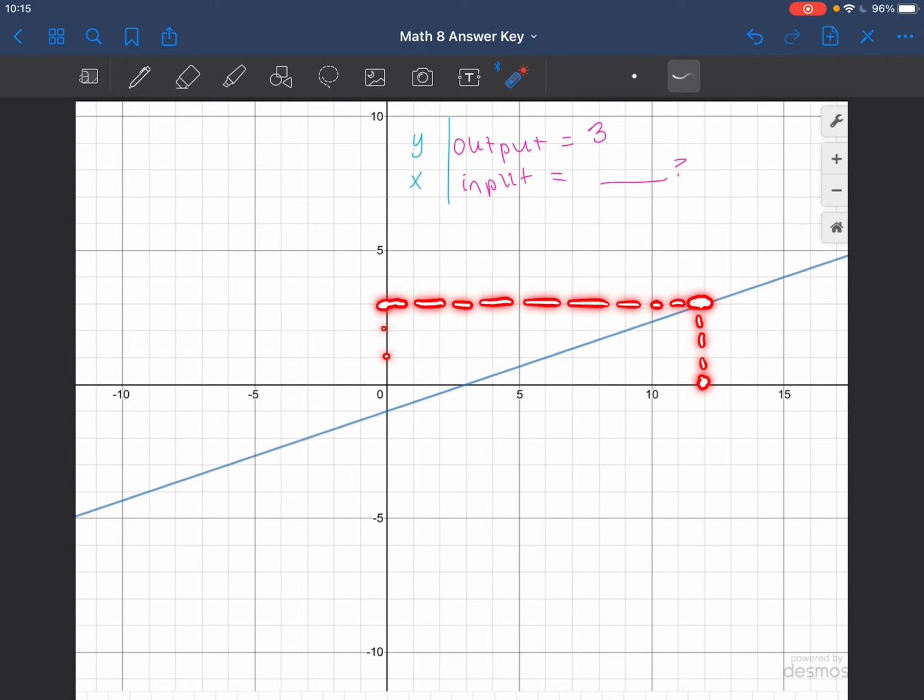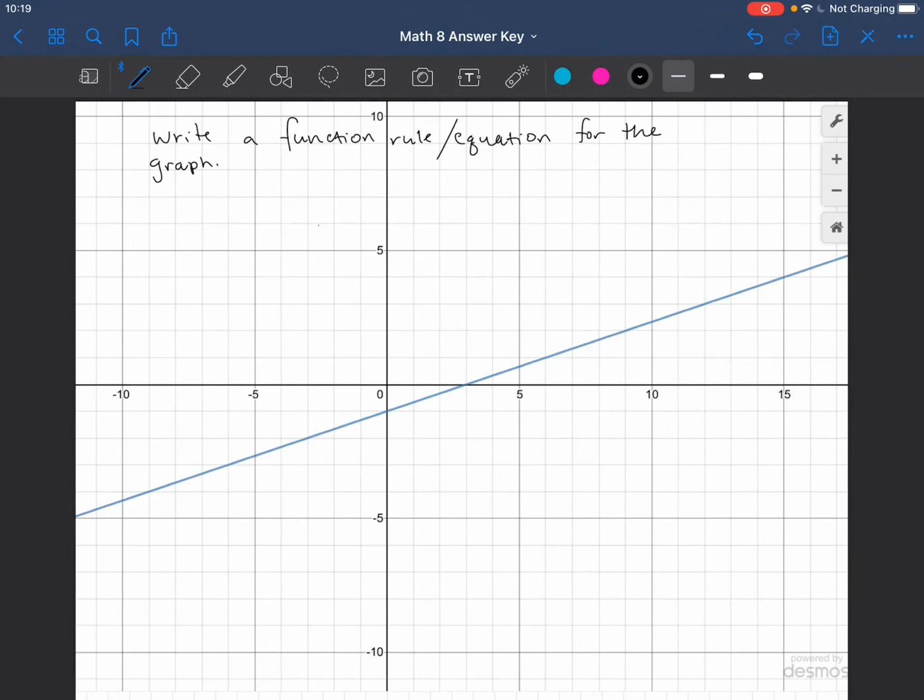The last part of this lesson is learning how to write a function rule or an equation for the graph. So this is going to be us writing a y equals something for this picture here. And we're going back to our very favorite friend, y equals mx plus b. You should remember by now that m represents the slope, while b represents the y-intercept. And as a quick refresher, I'm going to rewrite the definition of slope on this so that you can copy it into your notes.